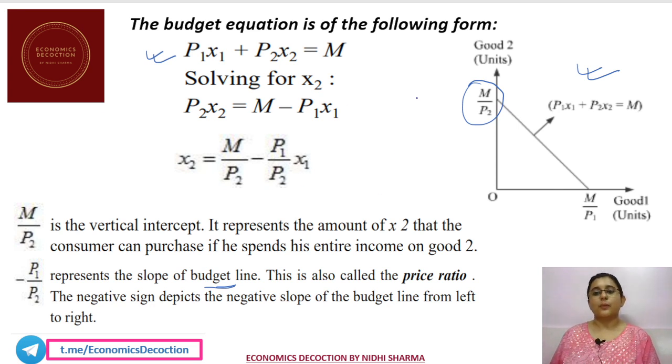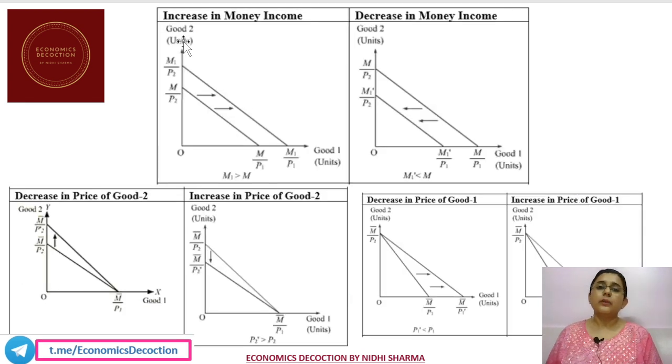Alright. So M by P2 represents the amount of good 2 that a consumer can afford if he spends his entire income on purchasing good 2. Similarly, M by P1, that means the intercept of the horizontal axis, represents the amount of good 1 that a consumer can buy if he spends his entire income on purchasing good 1. Now, how will the budget line respond to a change in money income or due to a change in price of goods?